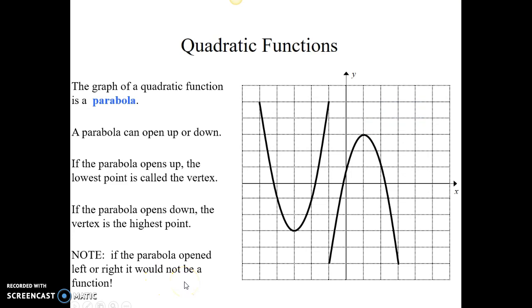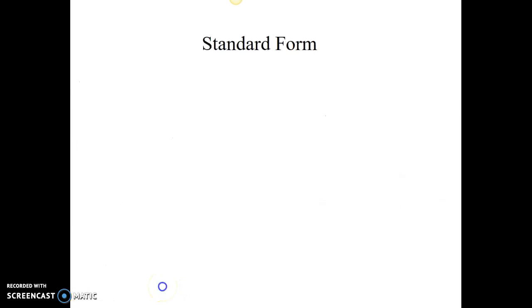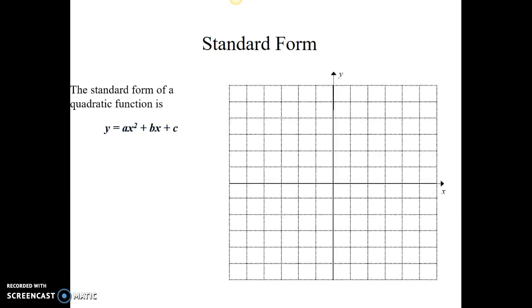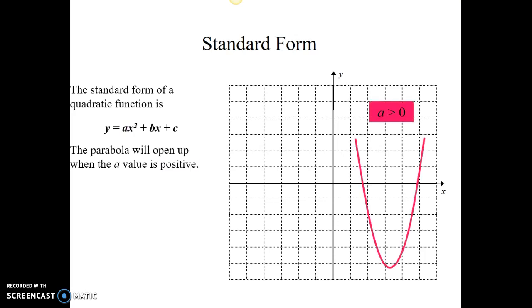If the parabola opened right or left, it would not be a function at all, as it would violate the vertical line test. The parabola will open up if a is positive or greater than 0. The parabola will open down if a is negative.